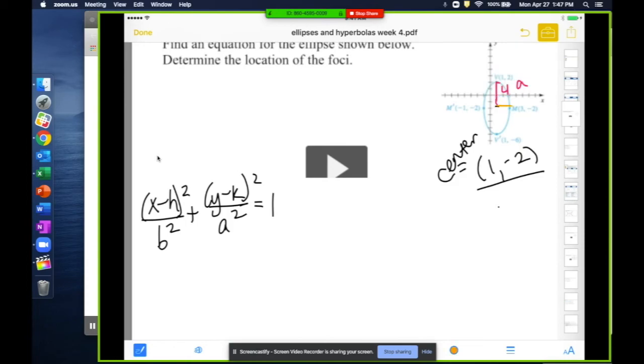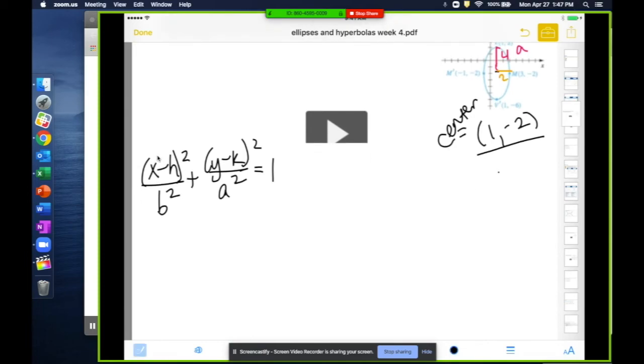Now since I know my center and my a and my b value, I'm going to plug these numbers in. So into my equation, I get (x minus 1) squared, and always plus in the middle, and then (y plus 2) squared, because minus negative 2 gets me plus, so I take care of the numerator. On the bottom, b squared, 2 squared is 4, and then 4 squared is 16, equals 1. That's pretty much all there is for the equation of my ellipse.